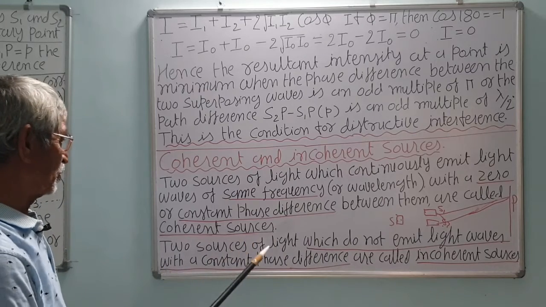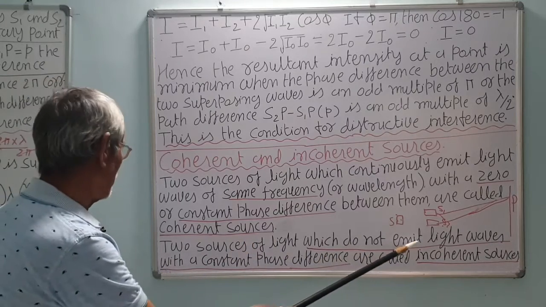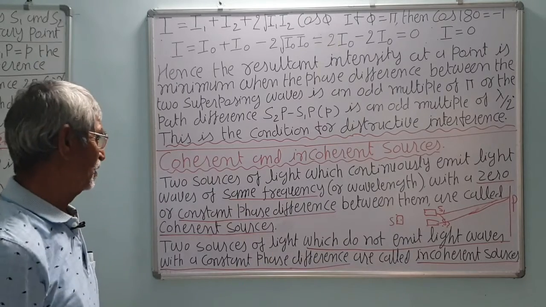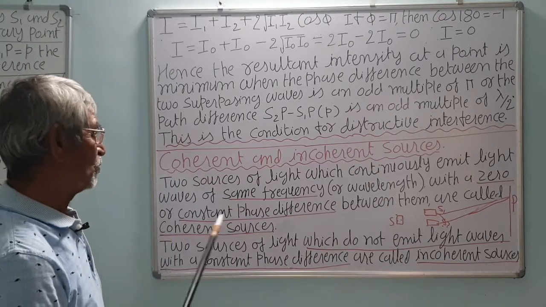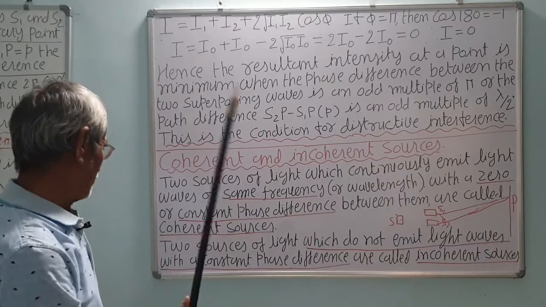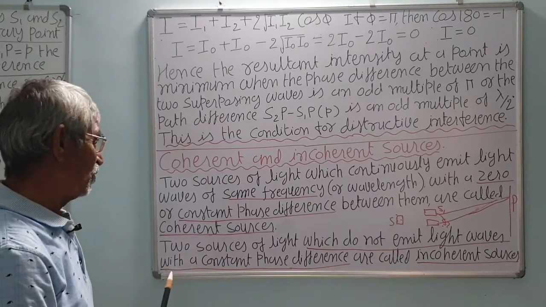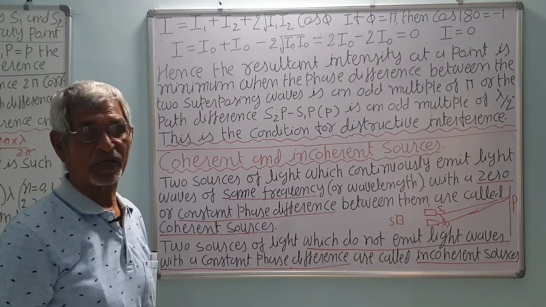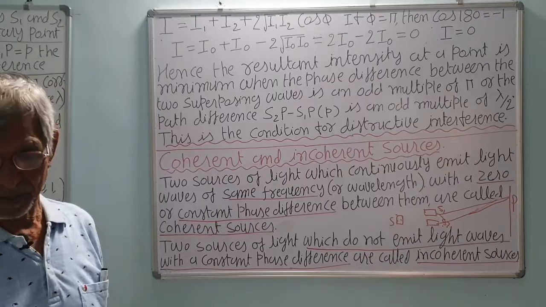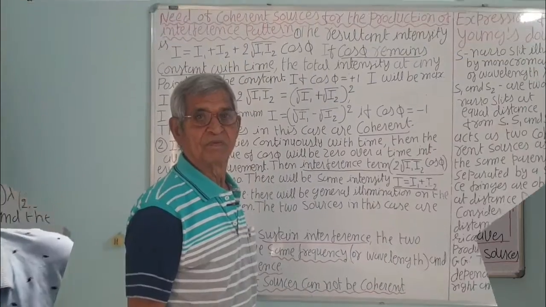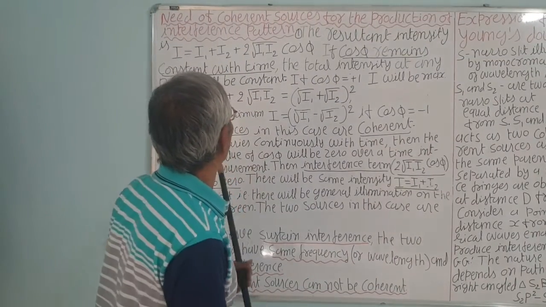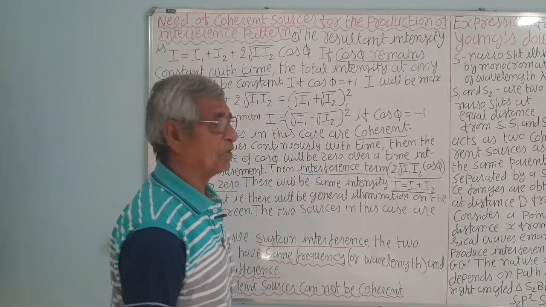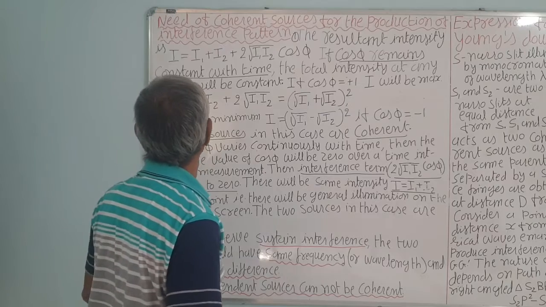The two sources of light which do not emit light waves with a constant phase difference are called incoherent. There should be a constant or zero phase difference. If they do not have a constant phase difference, then they are incoherent and they won't give sustained interference. Remember, the need of coherent sources for production of interference fringes. We have already studied these coherent sources.